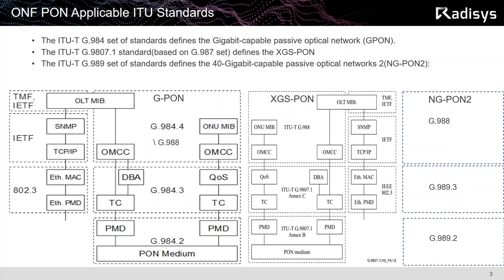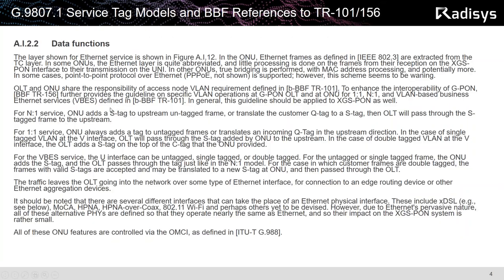Just a quick overview. The applicable standards here for ONF are basically the G.984 series of standards for GPON, 9807.1 for XGS-PON, and the G.989 series for NG-PON2. These standards define mainly the lower layers: the physical layer, the transmission convergence layers, DBA, and QoS on the PON itself. Some of these standards reference BBF standards like TR-101 and TR-156 that define some of the tagging operations, and the split between what the ONU does and what the OLT does.